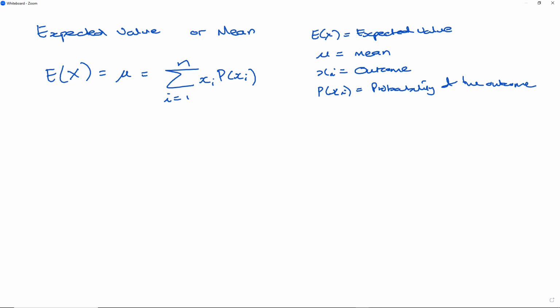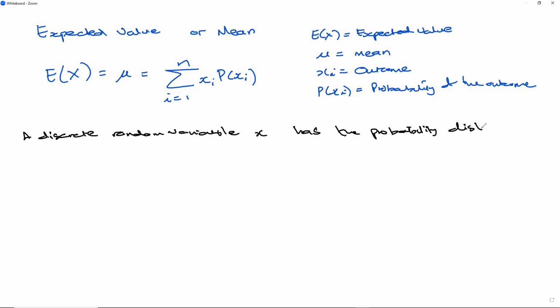All right, so we have a certain example. Let's suppose a discrete random variable X has the following probability distribution table. What this is telling us is the probability that the event will take place, given in the form of a table. And we don't call it a table, we call it a distribution.